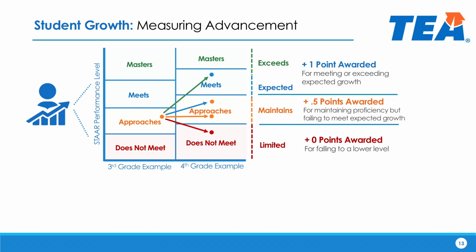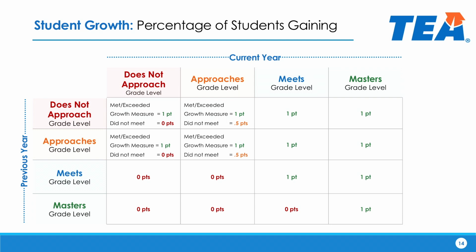So something new is that last year there wasn't a way to get half a point. There is now. So last year in this example, the student's at approaches and maybe does exactly the same in terms of maybe scale score this year on STAAR. So the orange line, approaches last year to approaches this year. The student does not meet growth expectations, but he maintains proficiency from last year to this year. If that's the case, TEA would award half a point for this example. Lastly, if a student goes from approaches to maybe does not meet or has regression, then no points would be awarded for this domain.